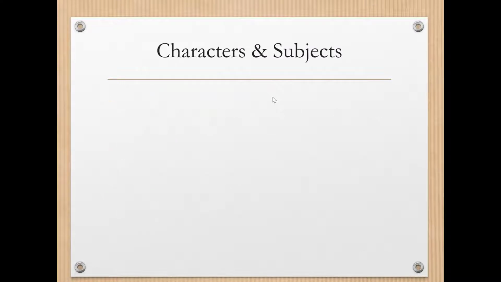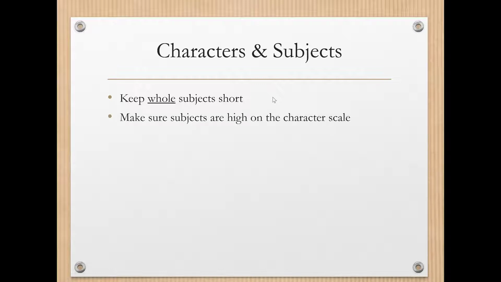So let's move on. And we'll remind ourselves about characters and subjects. You'll remember that we discussed a character table where a higher position on the character scale means that a reader is going to be able to understand our characters more effectively. In general, though, we want to keep whole subjects short. Well, what's a whole subject? We'll talk about that in a minute. We want to make sure those subjects are high on the character scale. The character scale I put forward in last week's lecture. We want to make sure simple subjects are concrete characters. Well, what's a simple subject? Again, we'll look at that shortly.